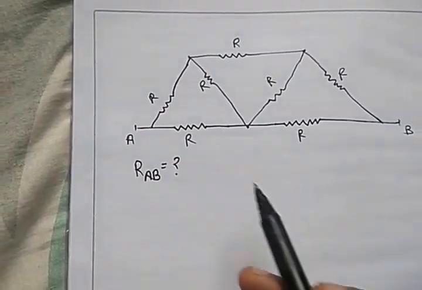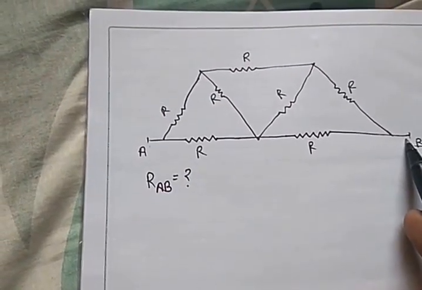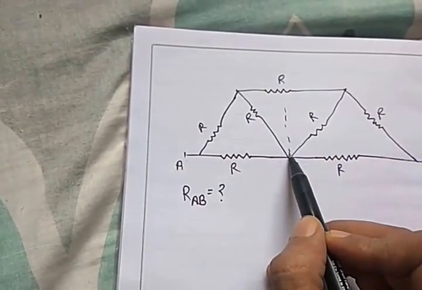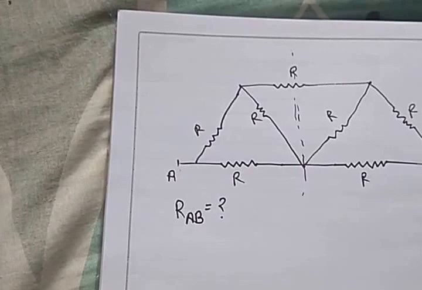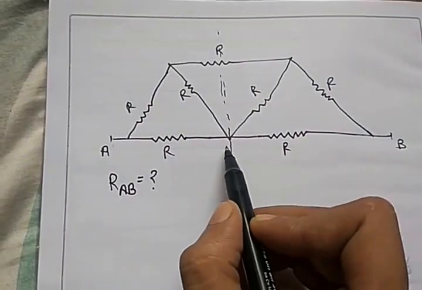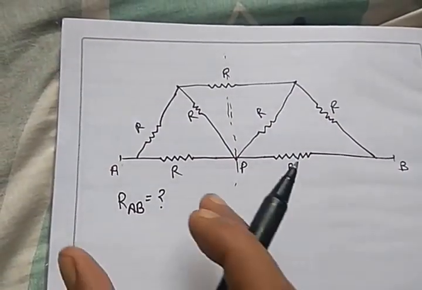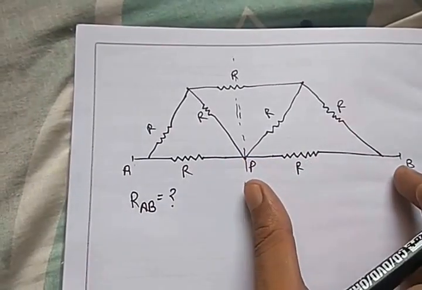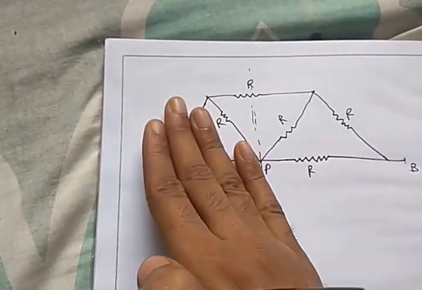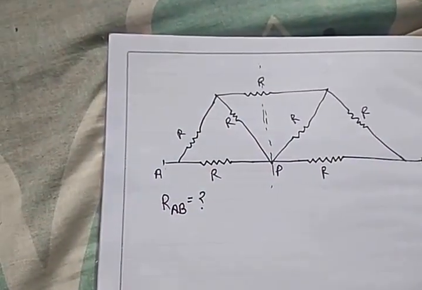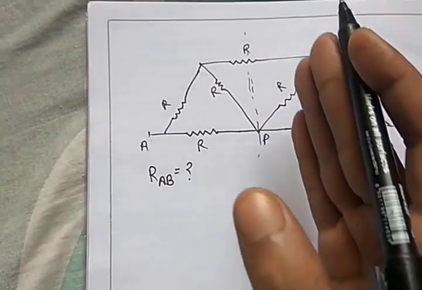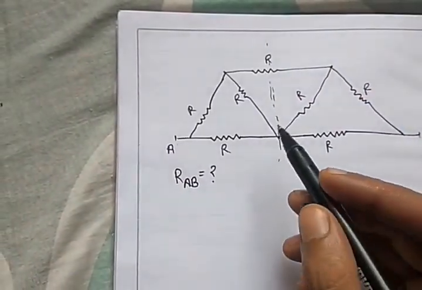Firstly, we have to find the resistance between A and B, and if we draw a line between A and B, it will cut the circuit into two symmetric parts. It means if we say this point is P, the resistance between AP is equal to the resistance between PB, or if you fold the PB portion along this side, it will fit on AP.